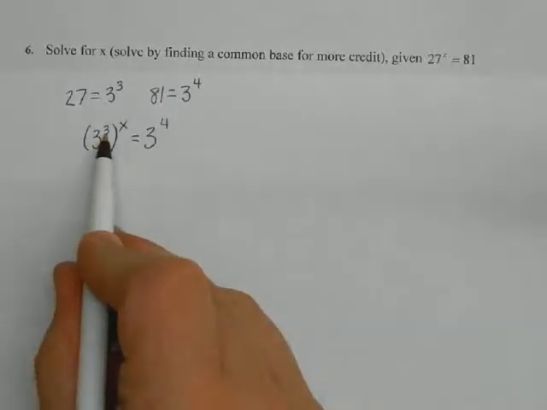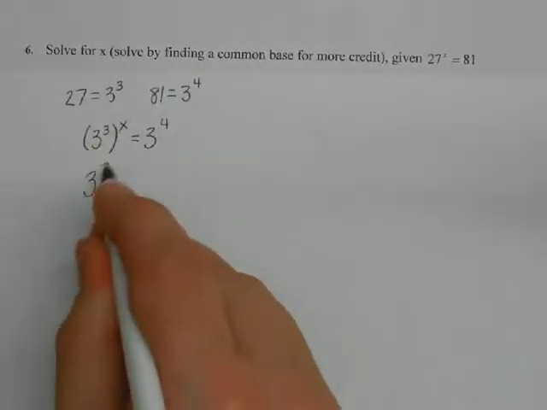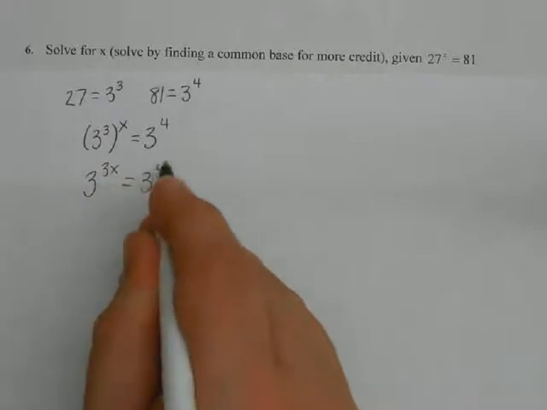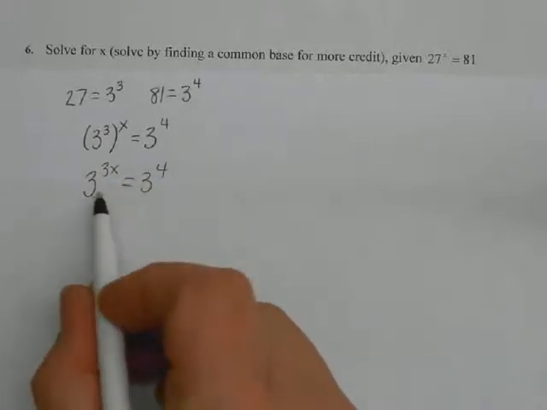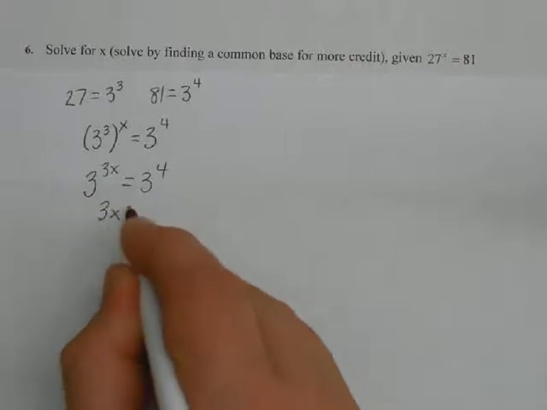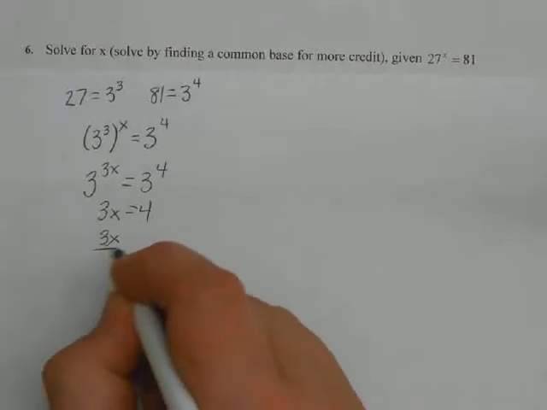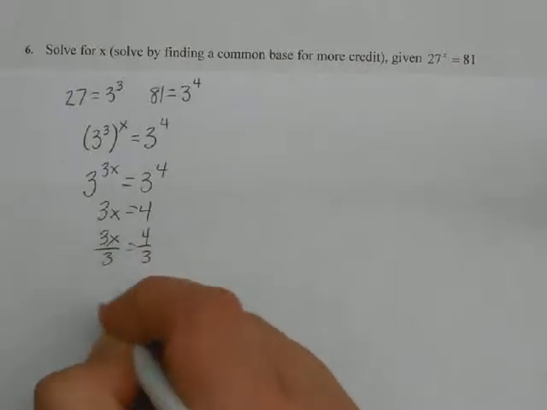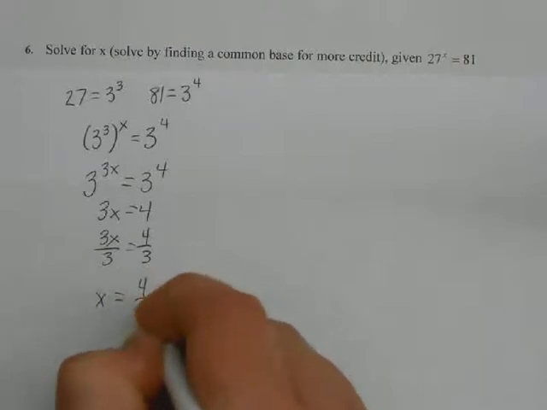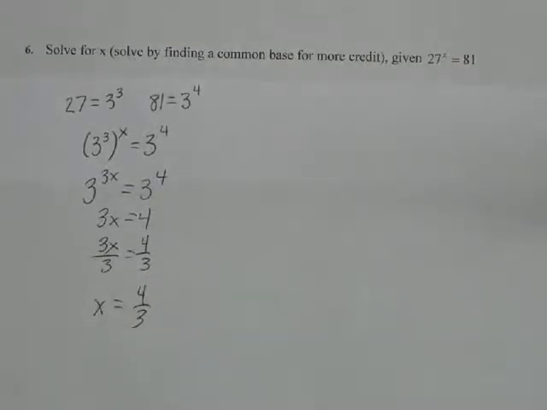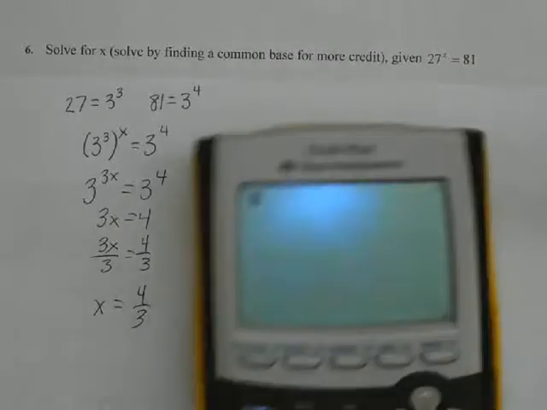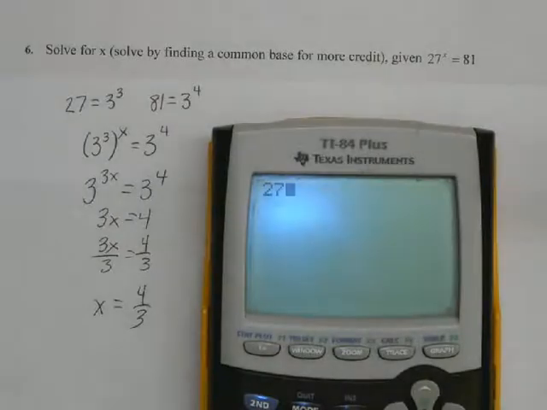Then using our properties of exponents, we get 3 to the 3x equals 3 to the fourth. And since the bases are the same, we can set the exponents equal to each other. And we get x is 4/3. If we want to check on the calculator, 27 to the power of 4 divided by 3, you see we get the right answer of 81.